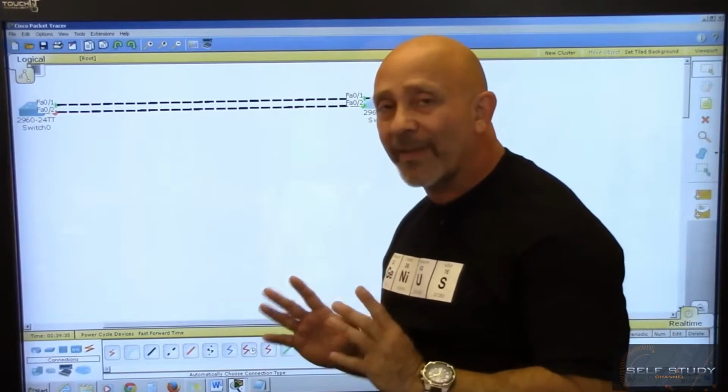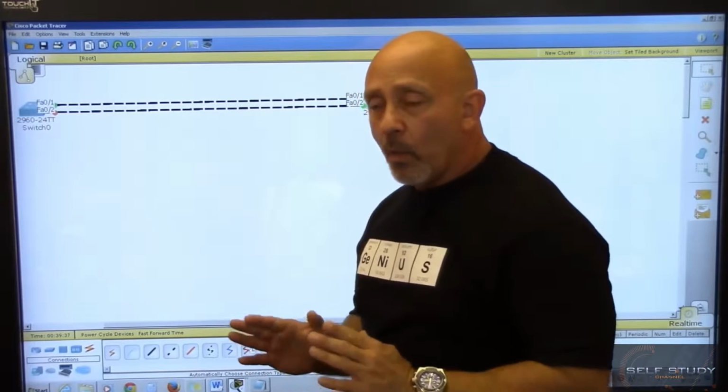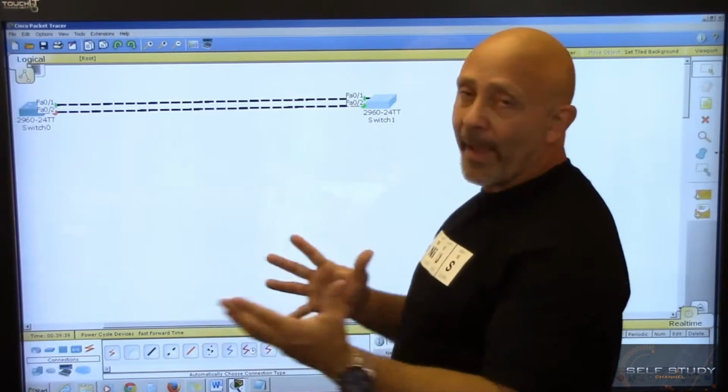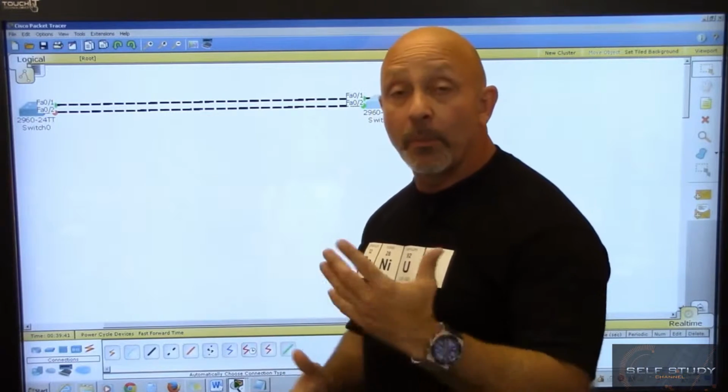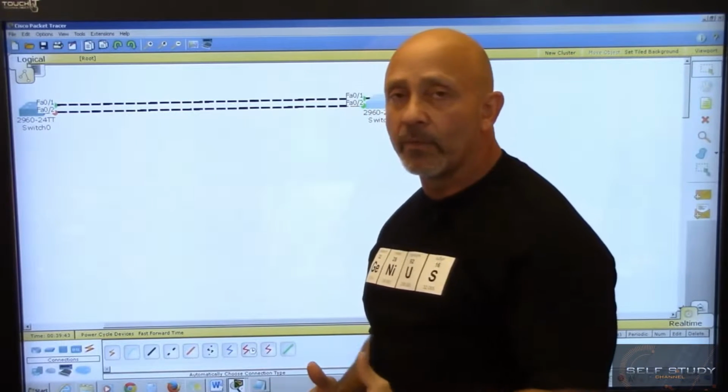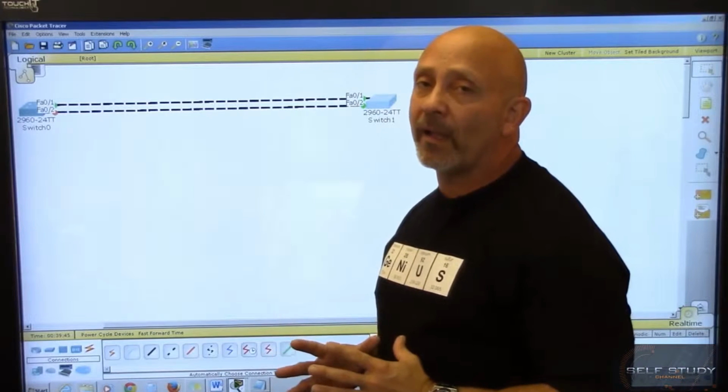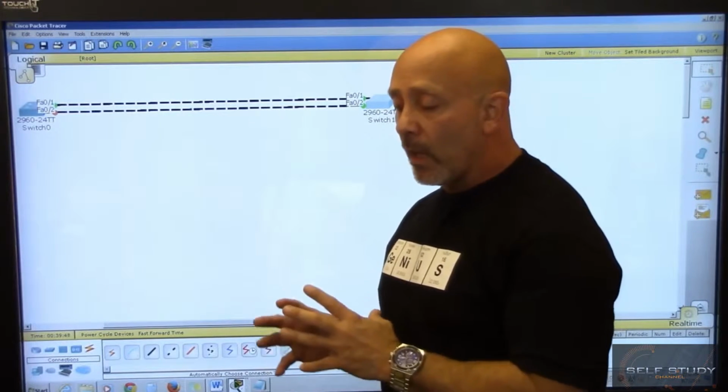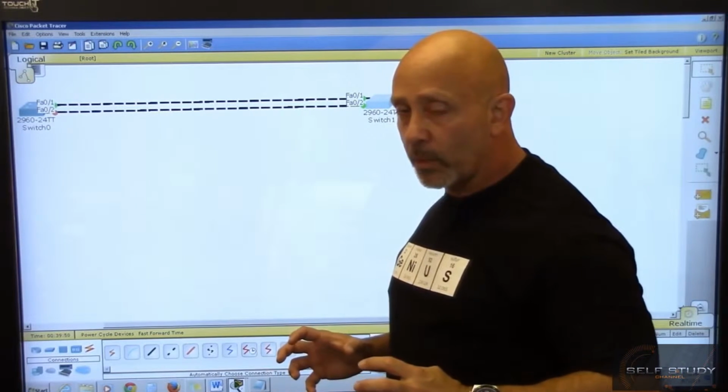And in your certification, when you're asked questions to pick types of ports or who's a root bridge and what have you, the first thing you need to identify is who is the root bridge and work your way from there. Work your way from there.